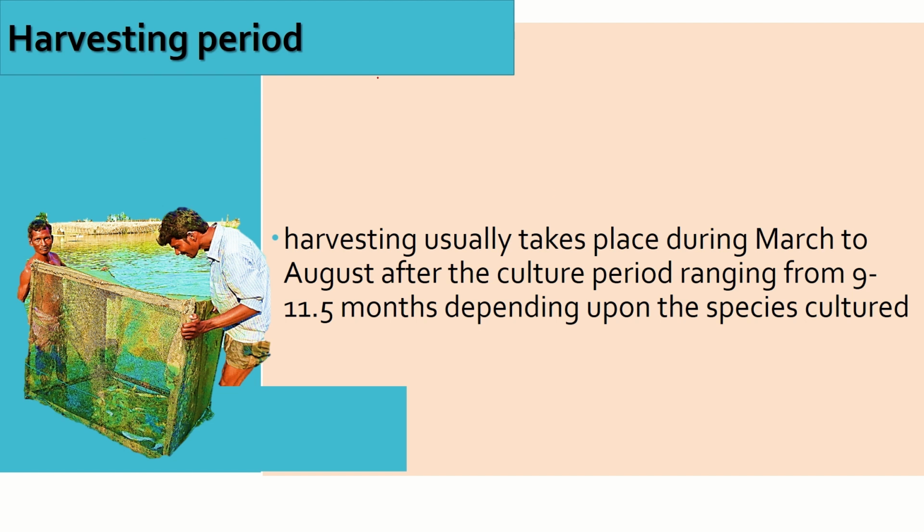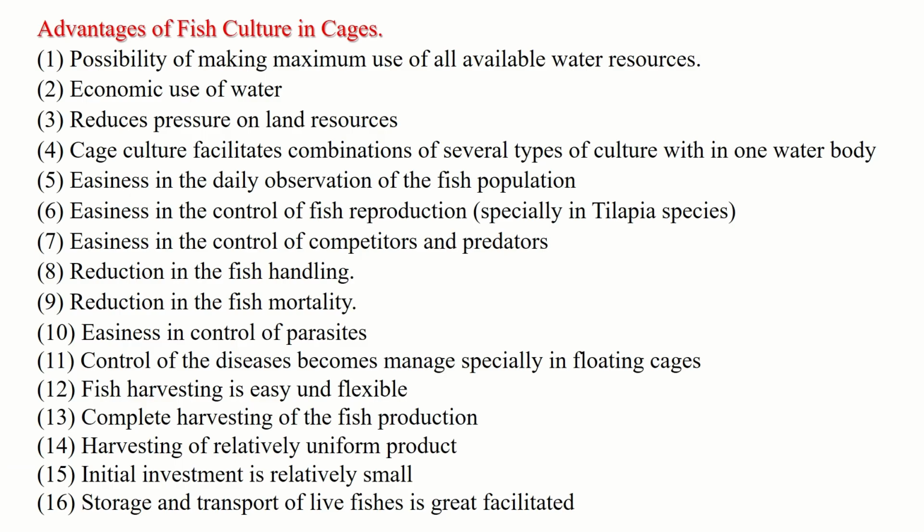Next, about the harvesting period. In the cage culture, harvesting usually takes place during March to August, after the culture period ranging from 9 to 12 months depending upon the species cultured. Next, about the advantages of fish culture in cages. So there are many advantages of cage culture.